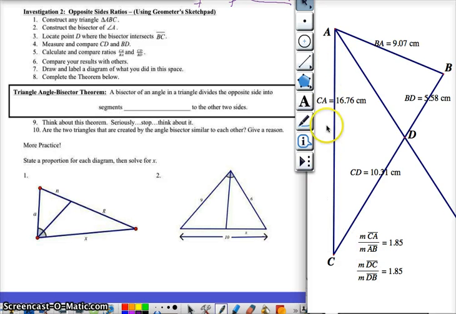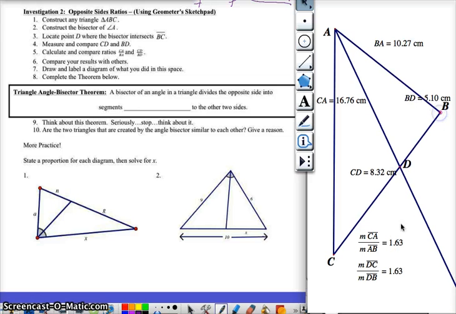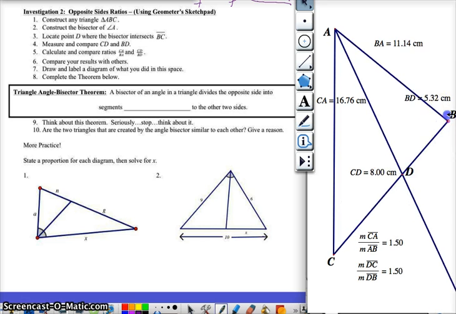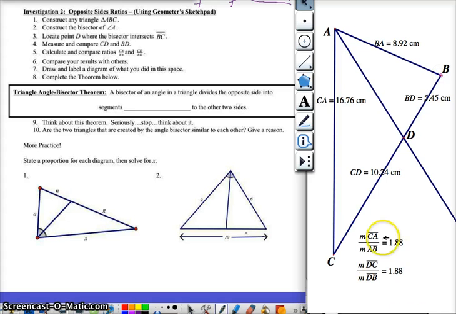So CA is to BA, or AC is to AB, as DC is to DB. So notice that I should have done this on my other one, right? No matter what I do, what happens to my ratios here? If I move these lengths, those ratios still stay the same, right? So these ratios stay the same.